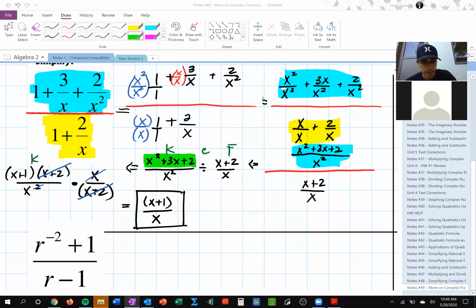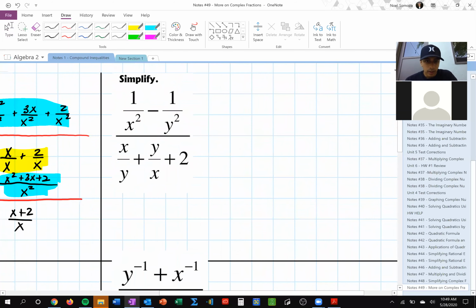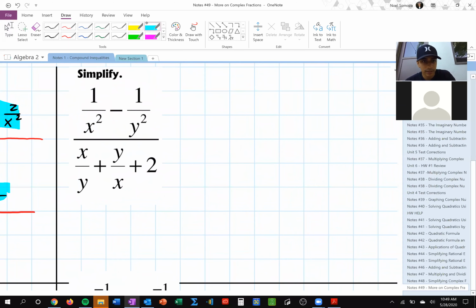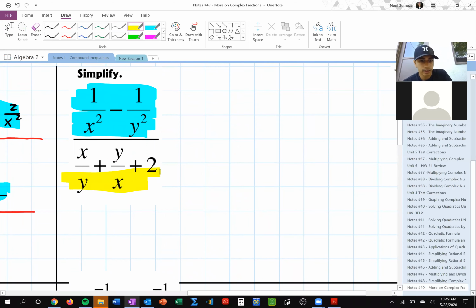All right, okay, let's move on then. Let's go on to the next one. Same idea, right? Let's start by highlighting everything in my big numerator, and everything in my big denominator, in separate colors. Hopefully you guys have some highlighters or color pencils.